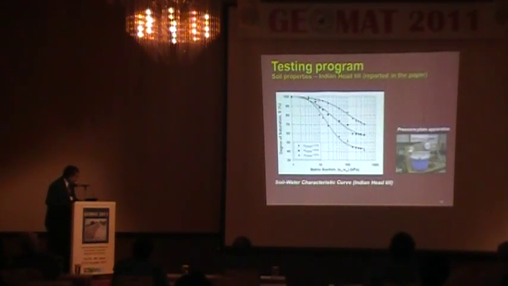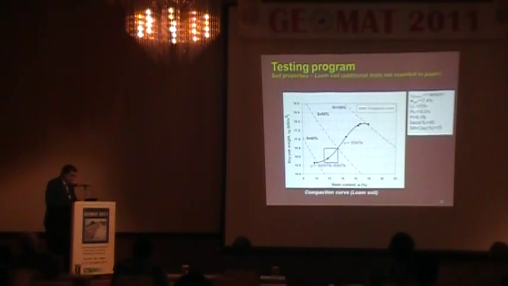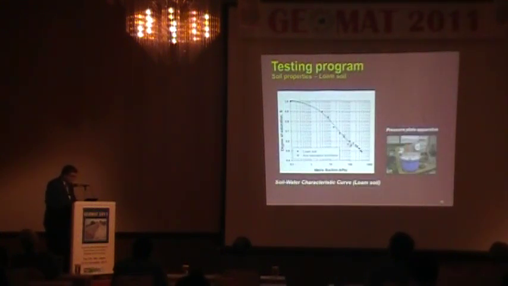And again, the same soil can have different soil water characteristic curves, because as you are compacting, you can have different structures, and soil structure can influence the soil properties significantly. This is another soil, loam. Again, this is not discussed in the paper, but I am showing you just to show that we are working on other types of soils too.